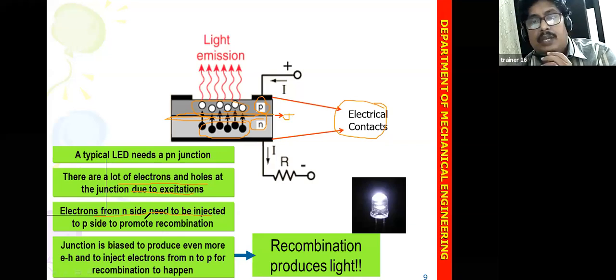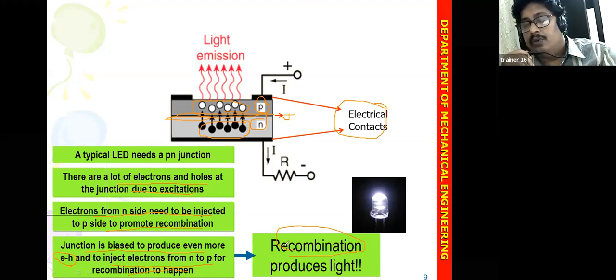Electrons from the N side need to be injected to the P side, that means attracted towards the P side, to promote recombination, right? And then the junction is biased to produce even more electrons and holes, EH meaning electrons and holes, and to inject electrons from N to P for recombination to happen. So this recombination produces light. Positive to negative, negative to positive, here the recombination.